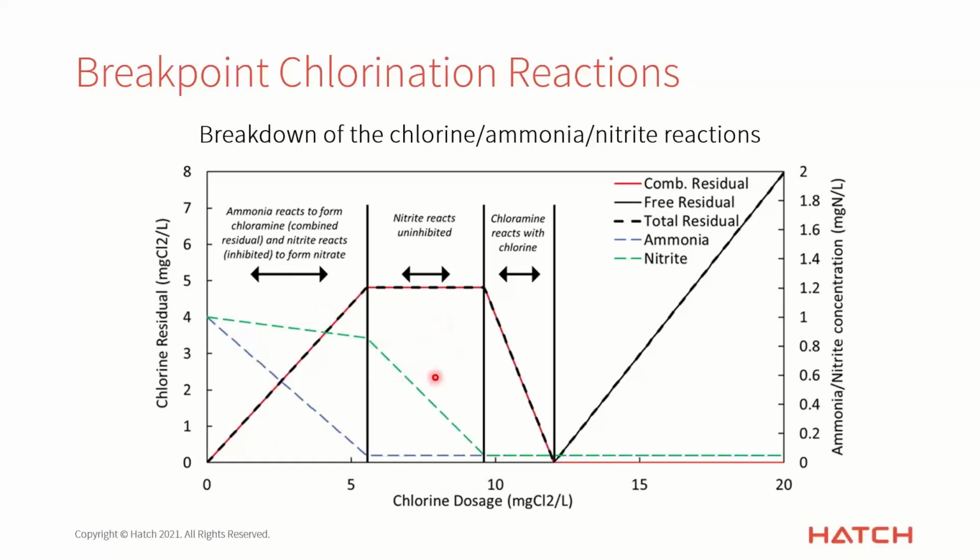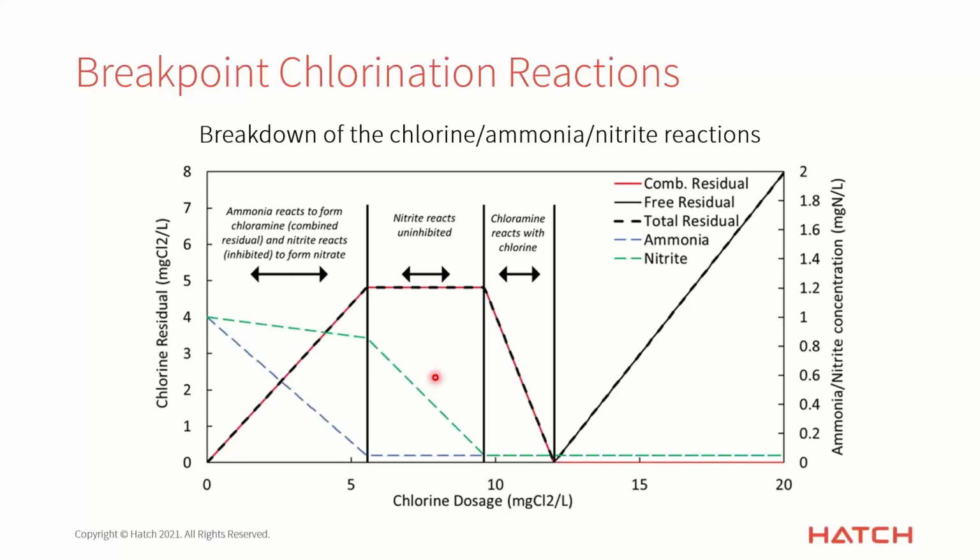In the second section here, we have nitrite reacting uninhibited. All of the ammonia has reacted at this point and turned into chloramine. What we also found is that the nitrite reaction with chlorine is about 100 times faster than the chloramine reaction with chlorine. So the way we set up the model was that the nitrite is going to react before the chloramine reacts.